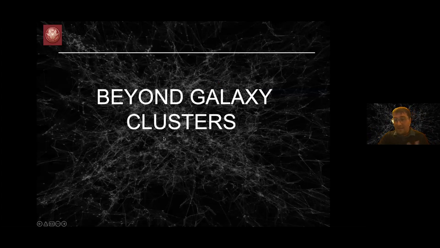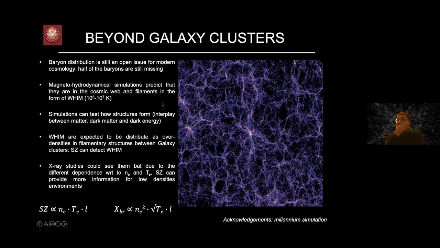So galaxy clusters are a fascinating science we can do, but we want to go beyond galaxy clusters. That's our goal. The baryon distribution in our universe is still an open issue for modern cosmologists. We can only see more or less half of the baryons. Half of the baryons are still missing from our census. We know from magnetohydrodynamical simulations that these missing baryons mainly reside in a filamentary structure at a temperature of 10^5 to 10^7 Kelvin, and these form the so-called WHIM, the warm-hot intergalactic medium.